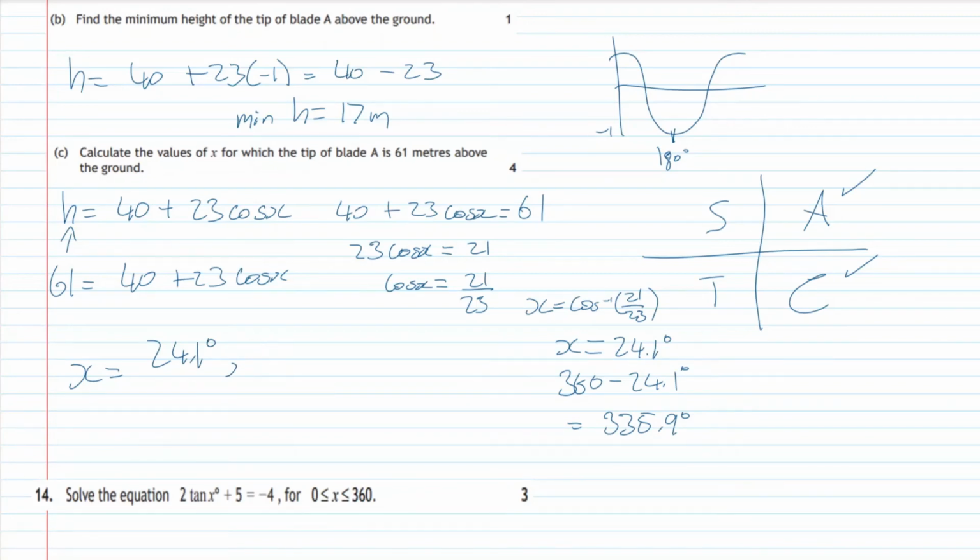You could just box the answers after you've done the working, but I like to write them out just to make it clear exactly what we're saying. So we're saying that it's 61 meters off the ground when it's at these two angles. Sorted. Let's go on to the next one.